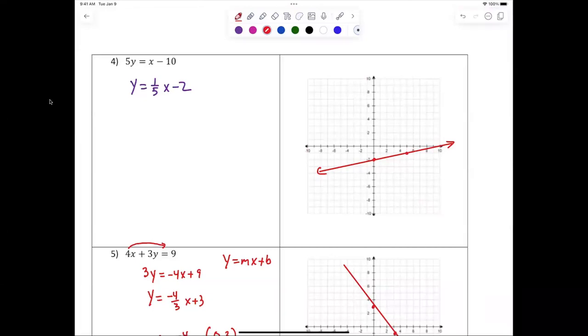Can it be 0 over 5? No, 0 would be, oh, what? It's one straight. Yeah, it's a horizontal. That makes 0 would be horizontal.